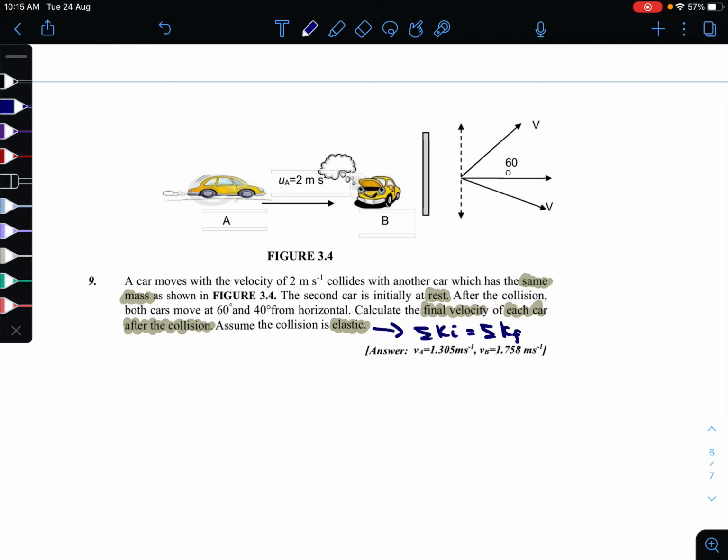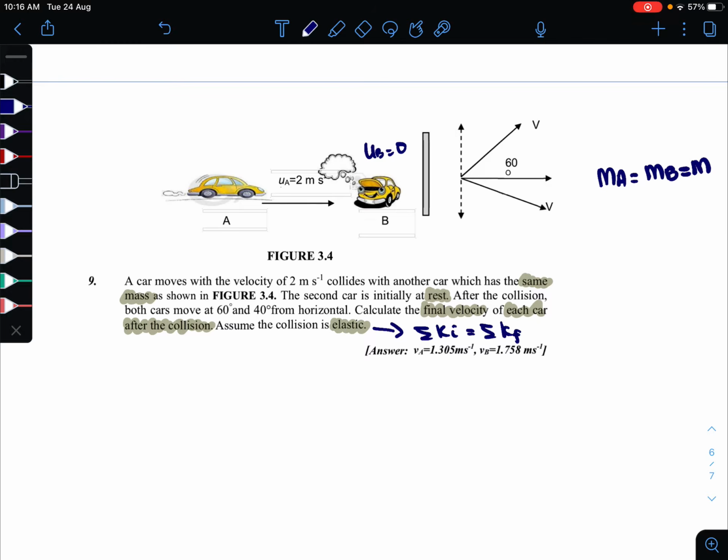Alright. Okay, so let us first look at the image given here. We have car 1 as car A, which has mass the same as the car B. So MA is equals to MB. Let us assume this as M. And then we have car A moving with initial velocity of 2 meter per second and car B is at rest, so UB is equals to 0.